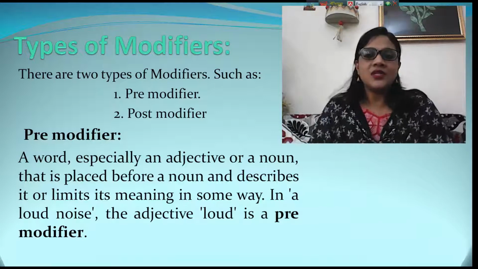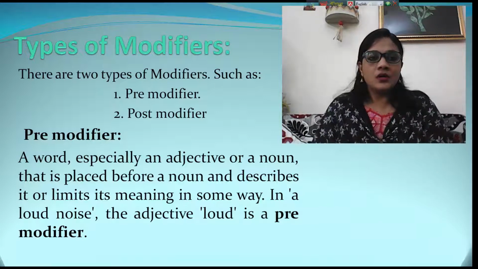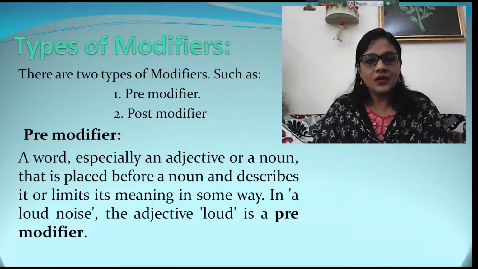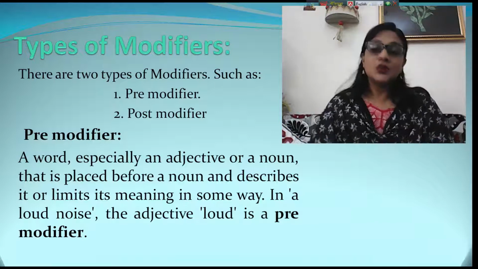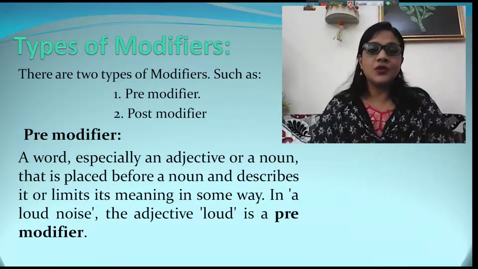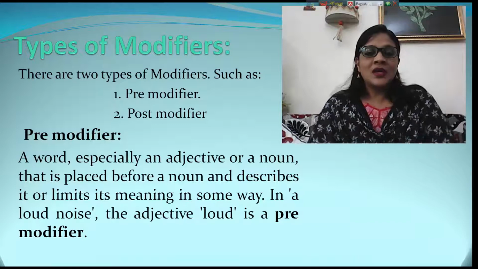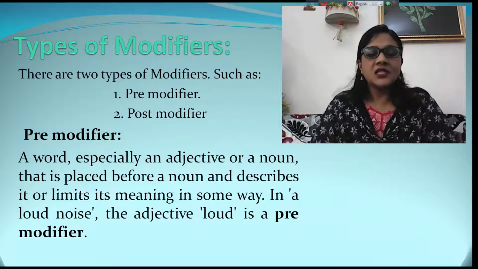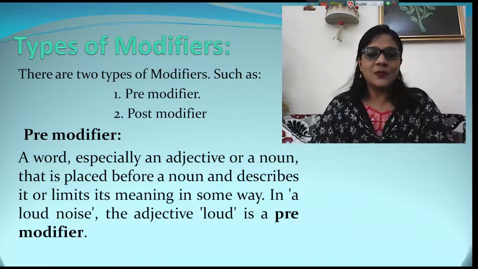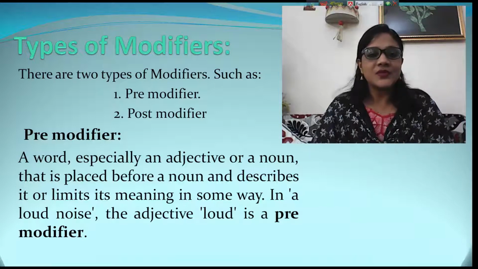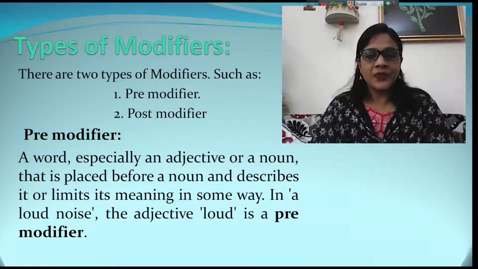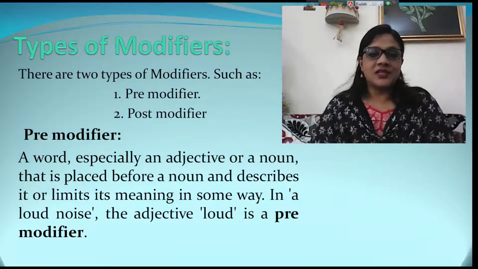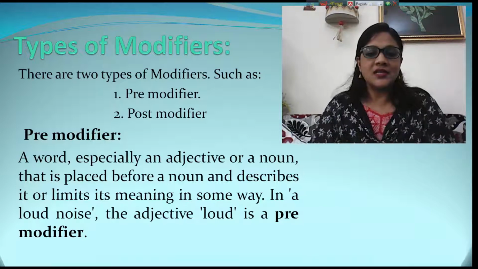My dear learners and viewers and students, we know there are two types of modifiers, such as pre-modifier and post-modifier. Today, I am going to clarify to you about pre-modifier. You know what is pre-modifier? A word, especially an adjective or a noun, that is placed before a noun and describes it or limits its meaning in some way. In a loud noise, the adjective loud is a pre-modifier.